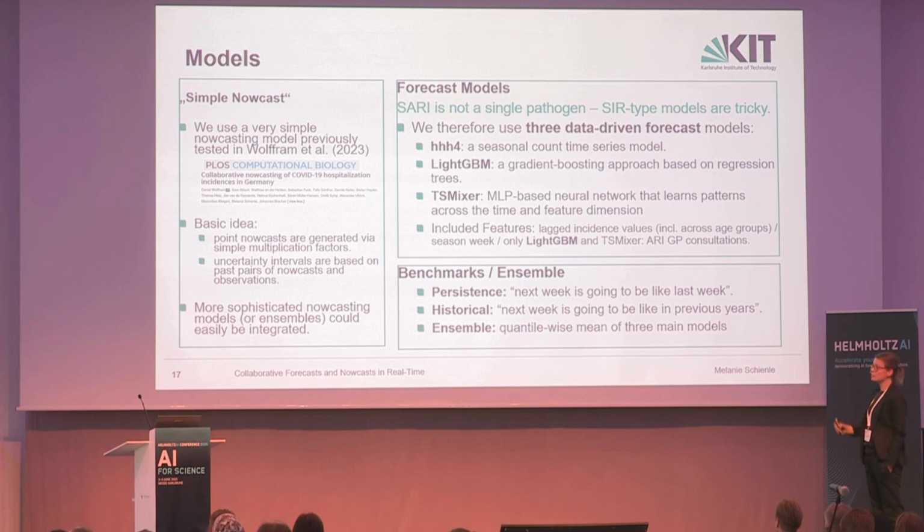There's a gradient boosting approach that has been very successful in the recent forecasting competition. And there is a very advanced machine learning model, this MLP neural network approach, which is similar in performance to large language models. So just to have the full stretch, we have some benchmarks, such as persistence: the next week is going to be like the last week, or some historical pattern, just as in the past. We want to beat the benchmarks, right? And the ensemble just takes the quantized mean of the 3 main models.